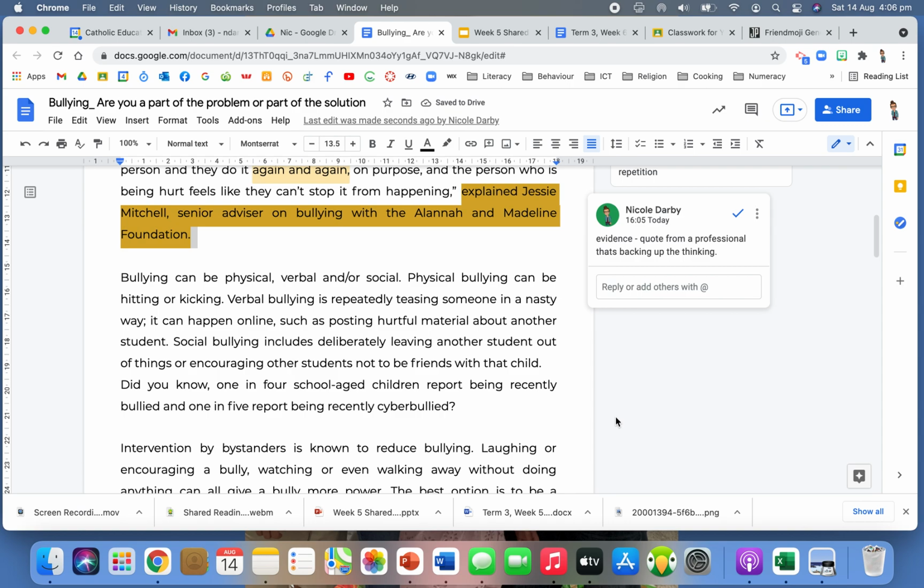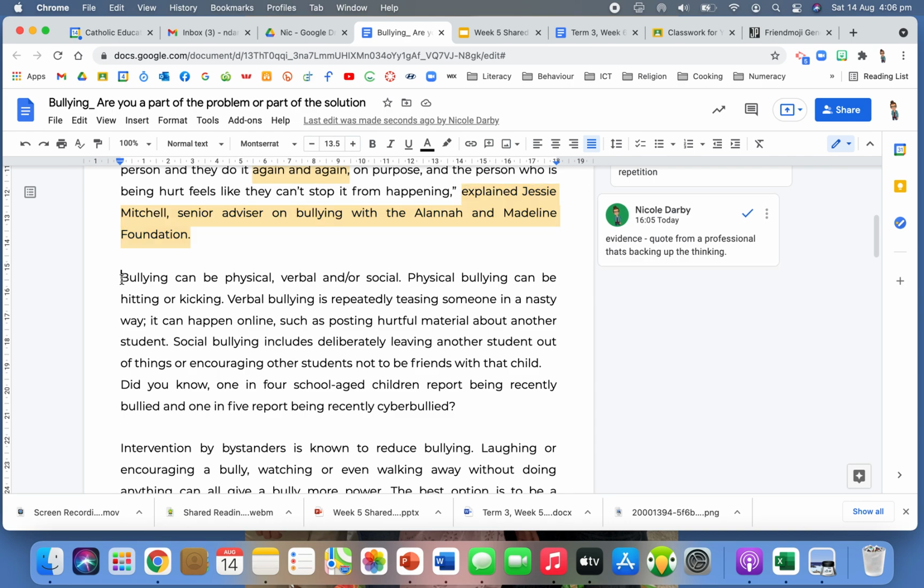Bullying can be physical, verbal, and or social. Physical bullying can be hitting or kicking. Verbal bullying is repeatedly teasing someone in a nasty way. It can happen online, such as posting hurtful material about another student. Social bullying includes deliberately leaving another student out of things or encouraging other students not to be friends with that child. Did you know 1 in 4 school-age children report being recently bullied and 1 in 5 report recently being cyberbullied?